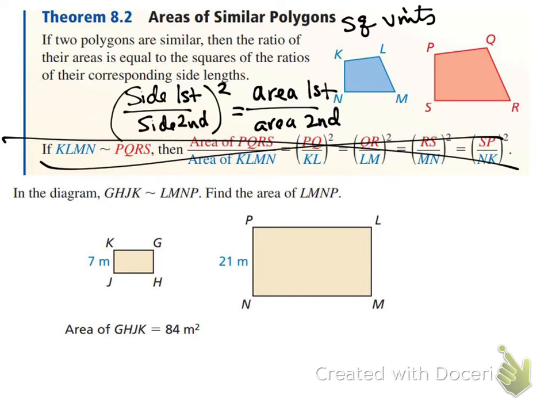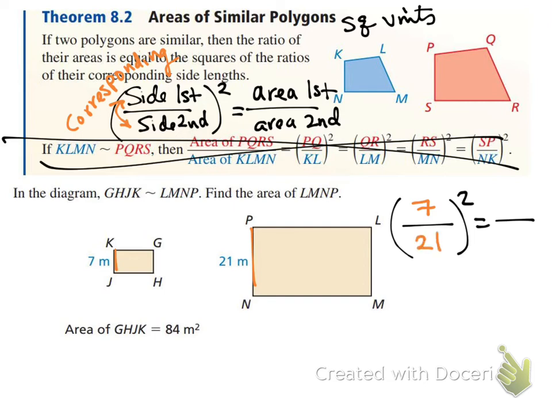So we're going to fill this in. Side from the first. Again, just like with perimeter, they have to be corresponding. It's pretty easy in these problems because it'll be the only sides that you have. So side from the first would be 7. Side from the second would be 21. We'll equal the area from the first. So the area is 84. We don't know the area of the second, so I'm going to put A for area.